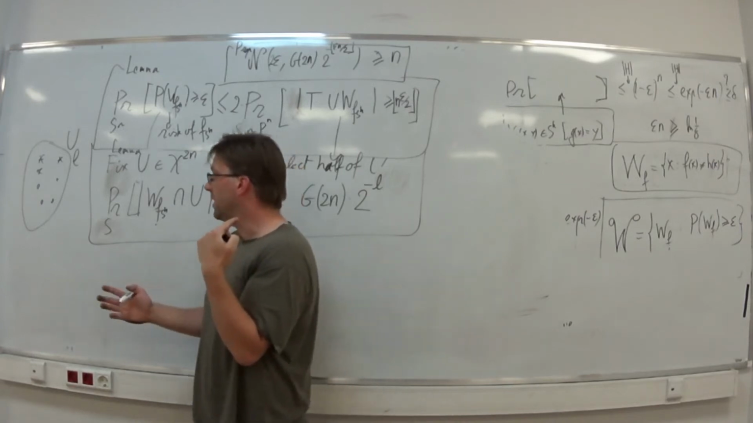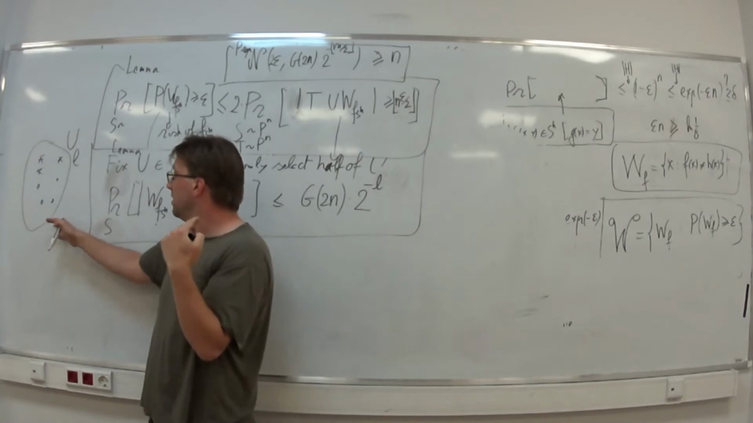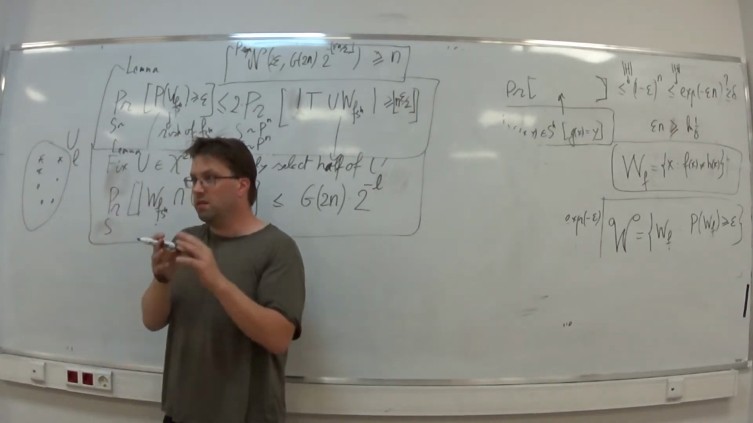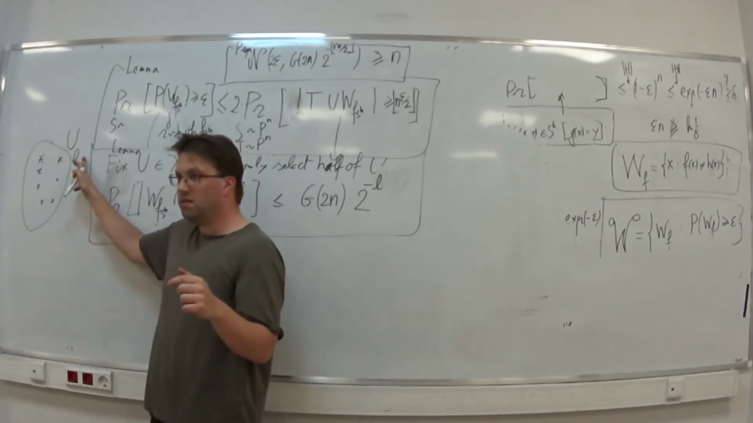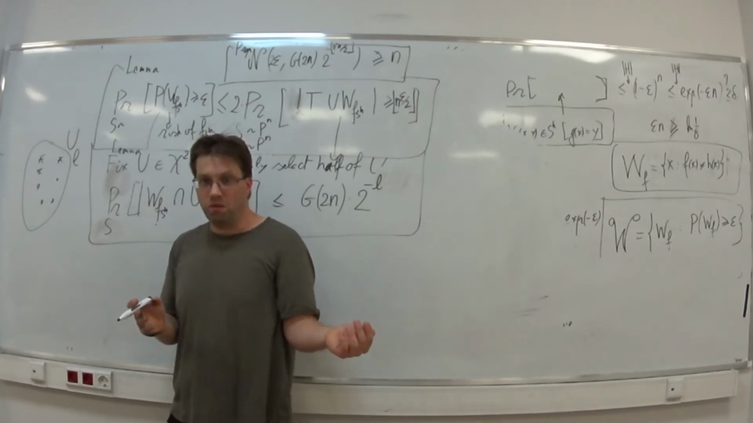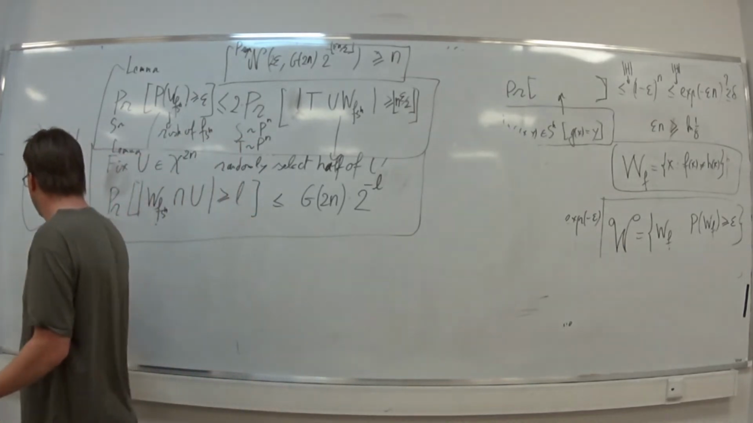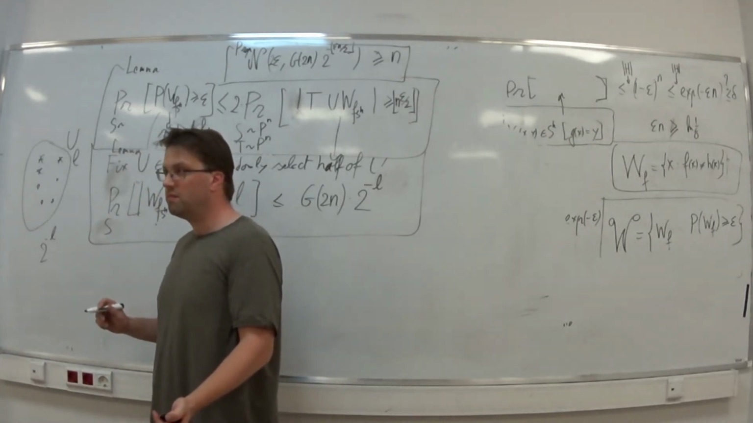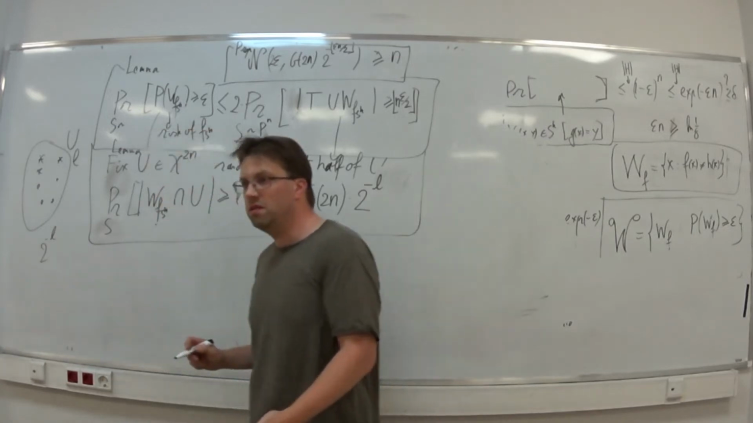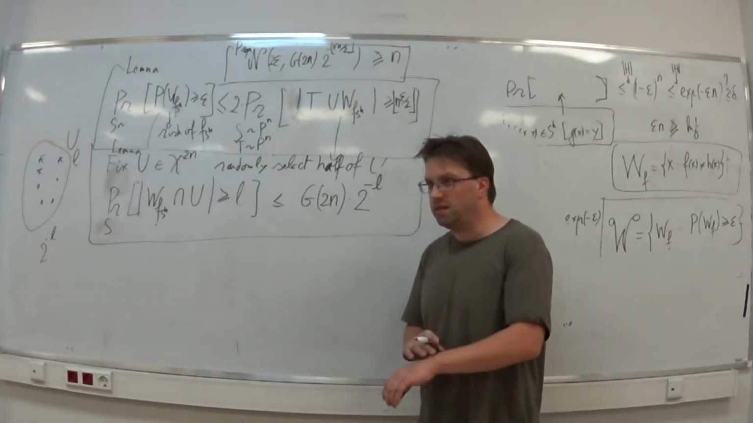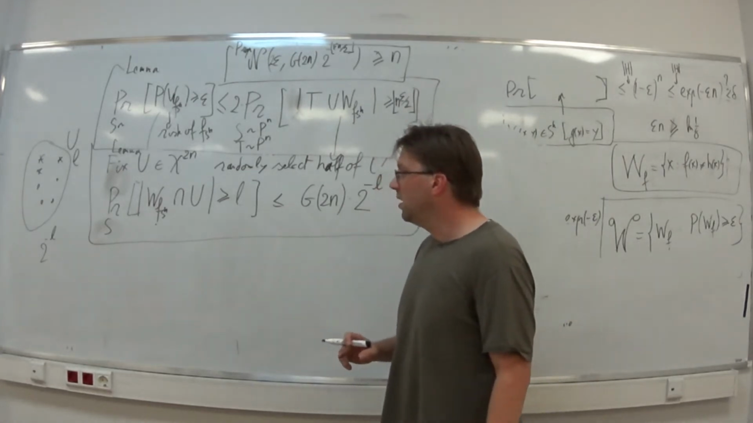There was an exercise. Imagine you have a bag of elements. You select, there are L marked objects. Select a random half. The probability that you have no marked objects is at most 2 to the minus L. It's very easy to prove this, but let me skip it, otherwise I will go over time.